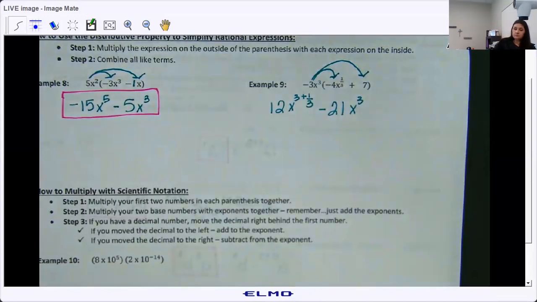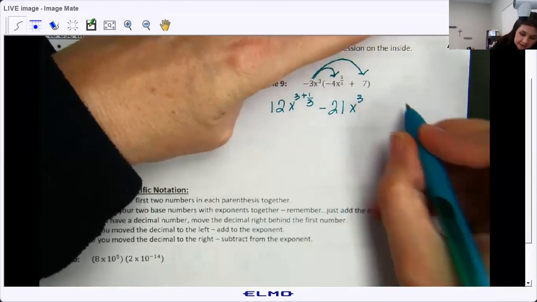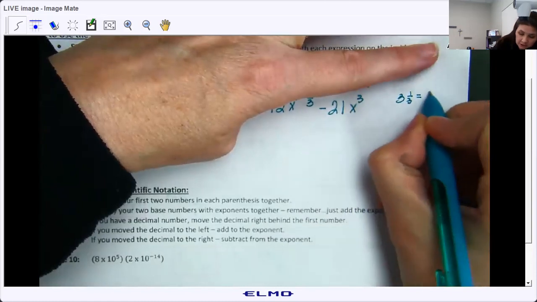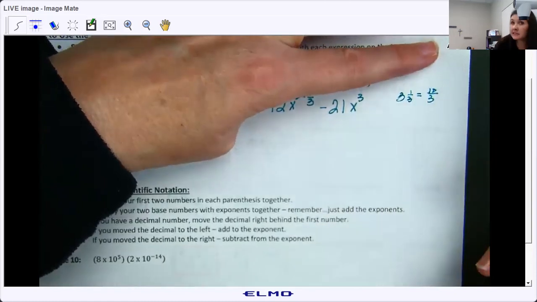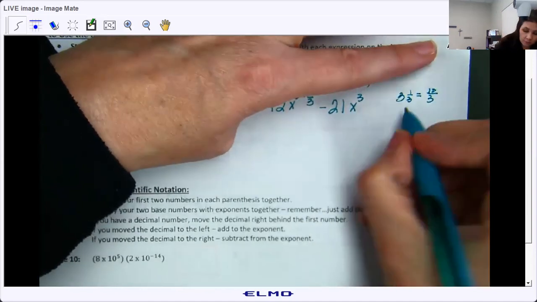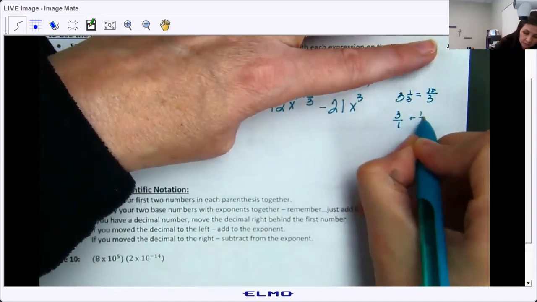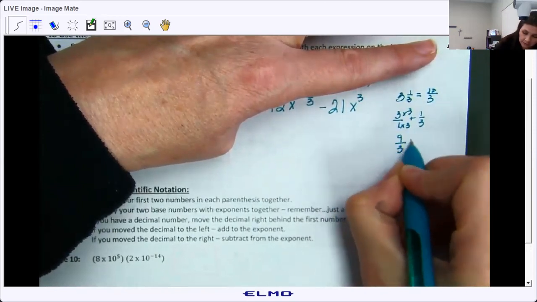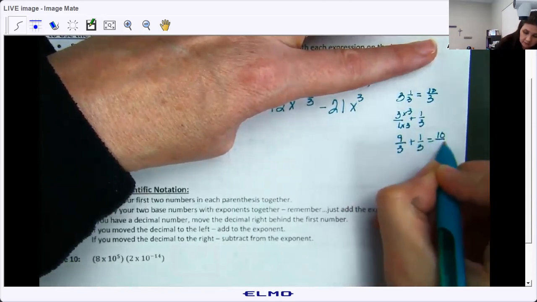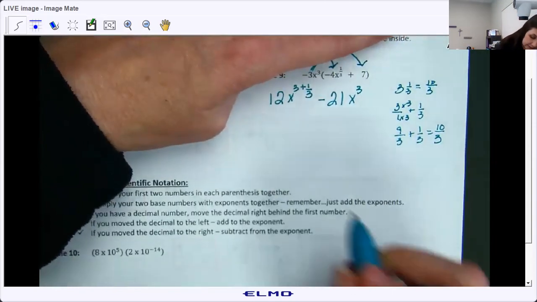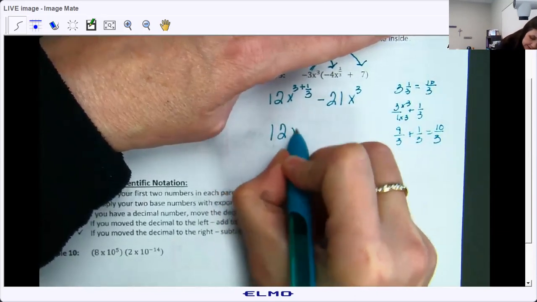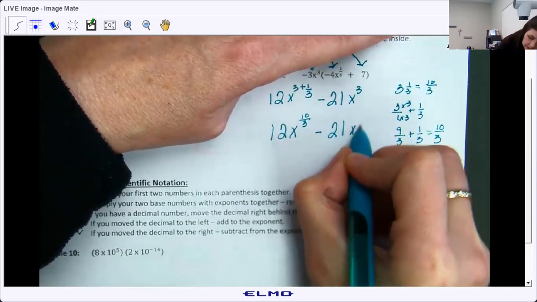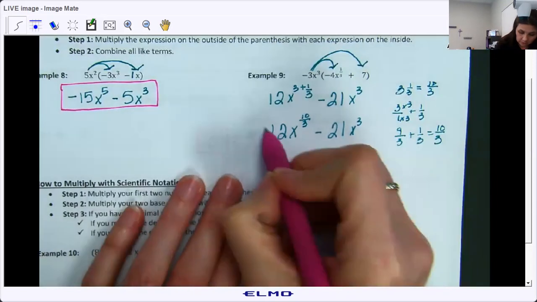Now, 3 plus 1/3 can be done as 3 and 1/3, and then you just turn it into an improper fraction and you get 10/3. Okay, that's the easy way to do it. The hard way is to take 3/1 plus 1/3, find common denominators. You end up with 9/3 plus 1/3, which gives you 10/3. Okay, so the final answer here would be 12x to the power of 10/3 minus 21x cubed. Wait, hold on.